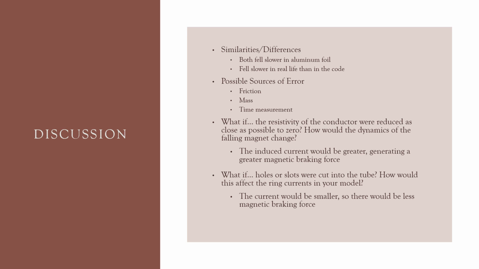What if holes or slots were cut into the tube? How would this affect the ring currents in your model? The current would be smaller, so there would be less magnetic braking force, so it would fall faster.